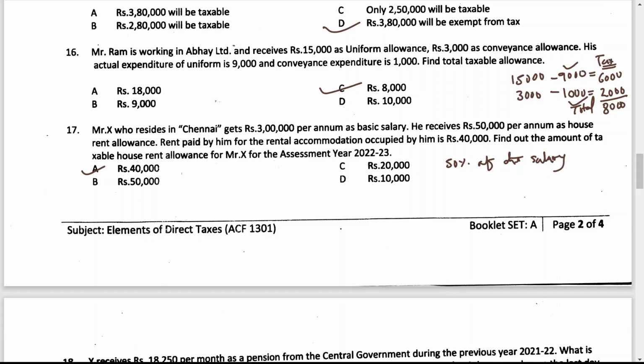So your salary is 3 lakh, and DA is not given, commission is not given. So directly we will take 50% of 3 lakh. So 1 lakh 50,000 is the first step answer.